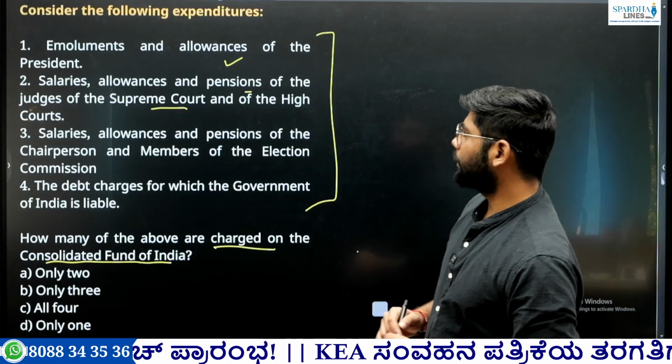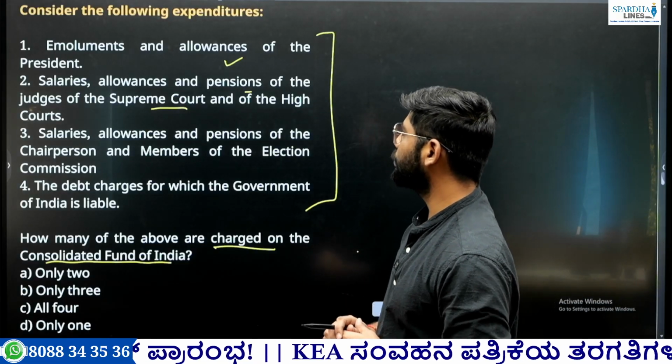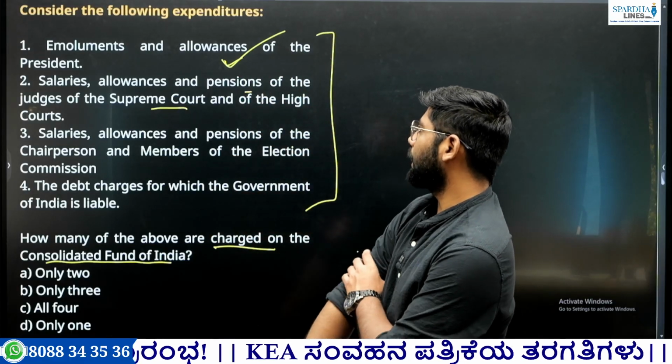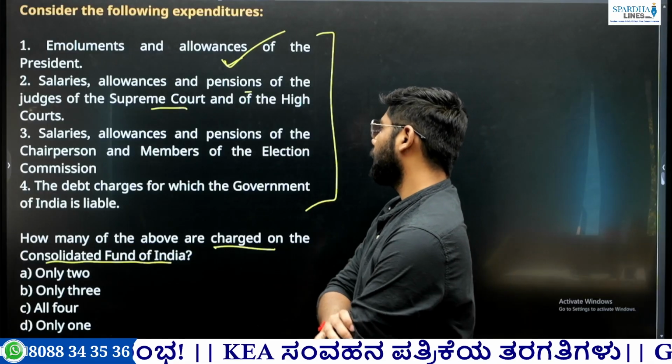Okay. So what are the charged expenditure? Emolument and allowance of president. Yes, it is a charged expenditure. So correct. Second, the salary allowance pension of the judges of Supreme Court and High Court.